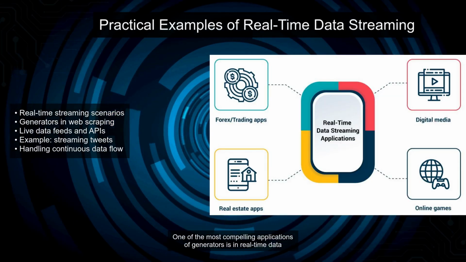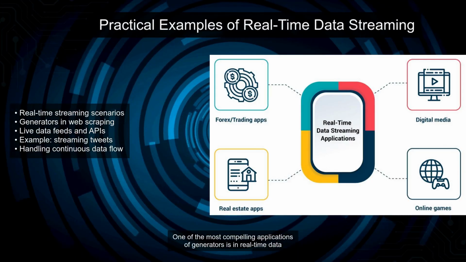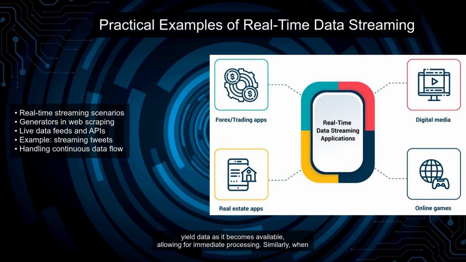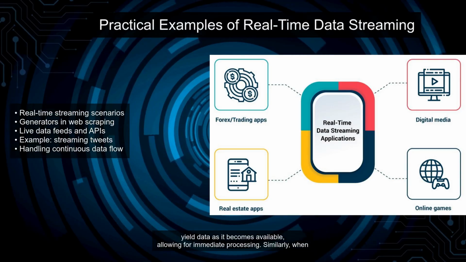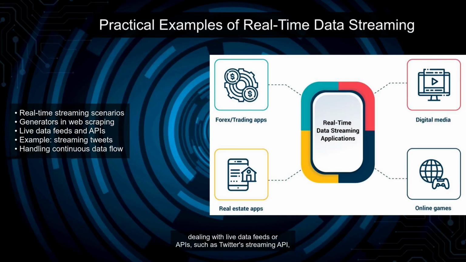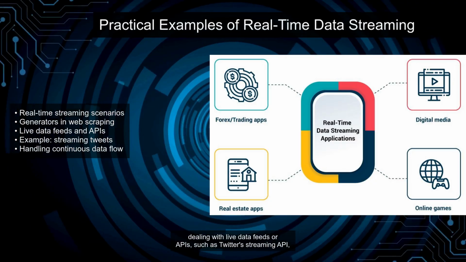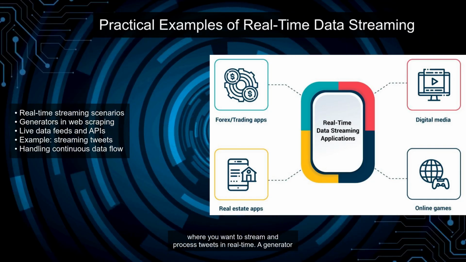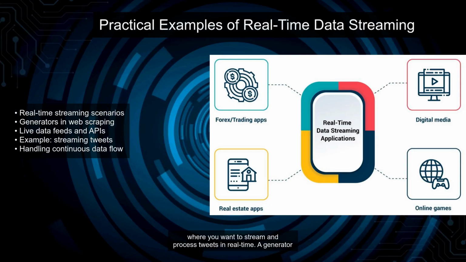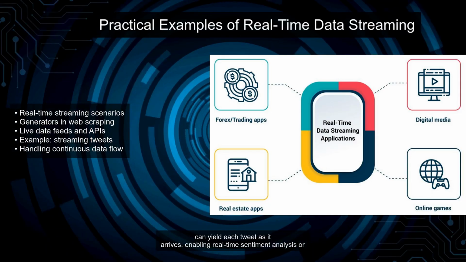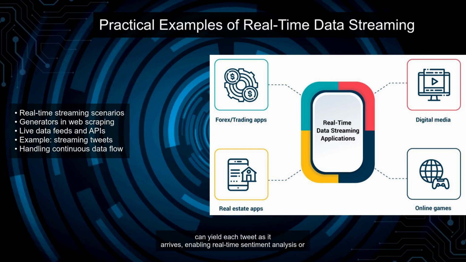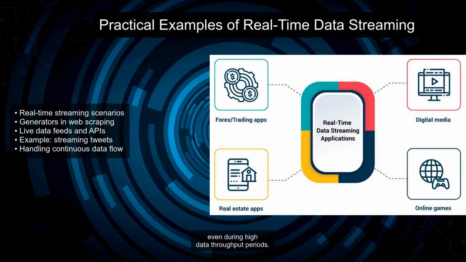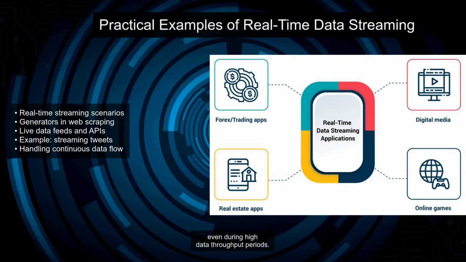One of the most compelling applications of generators is in real-time data streaming scenarios. For instance, when scraping data from websites, a generator can yield data as it becomes available, allowing for immediate processing. Similarly, when dealing with live data feeds or APIs, such as Twitter's streaming API, generators can handle continuous data flow without memory overload. Consider an example where you want to stream and process tweets in real time. A generator can yield each tweet as it arrives, enabling real-time sentiment analysis or data visualization. This method ensures that your application remains responsive and efficient, even during high data throughput periods.